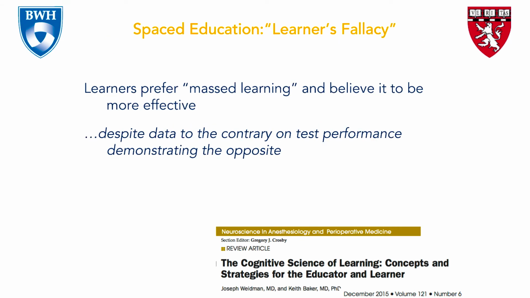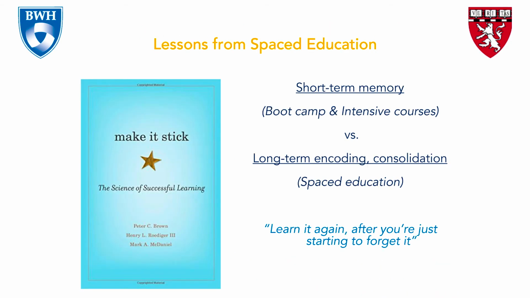There is an interesting concept in what I call the learner's fallacy, in that learners generally prefer mass learning and believe it to be more effective than spaced education. This is despite data showing the contrary, looking at test performance, where the opposite has been demonstrated. I refer you to Make It Stick: The Science of Successful Learning, which is an excellent monograph looking at the science of learning. It was brought to us by two cognitive psychologists summarizing the majority of the recent science behind spaced education.